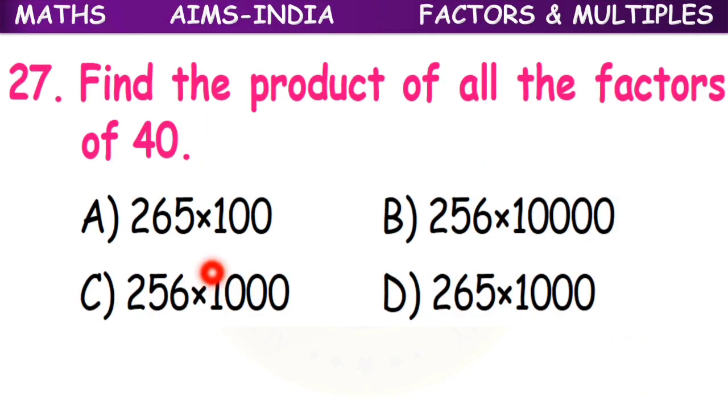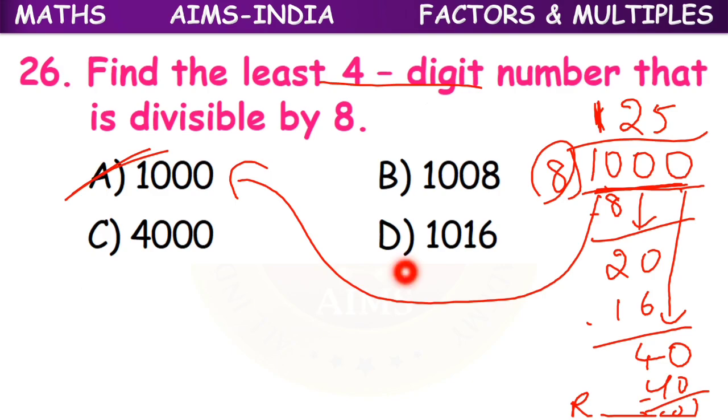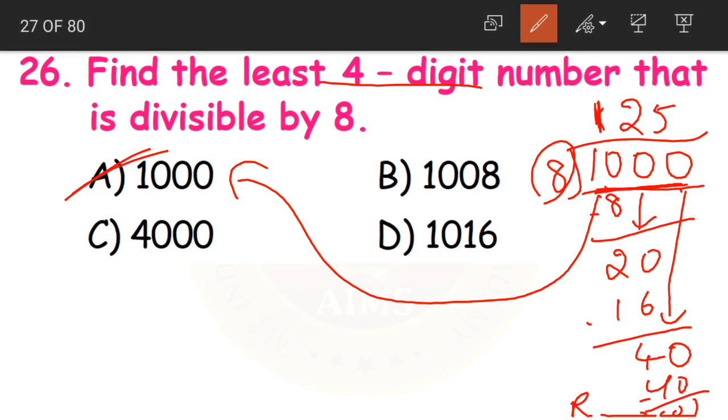Next. Find the product of... Understood, children? The least 4-digit number that is divisible by 8 is 1000. Now what if the remainder here is 2? For example, the remainder we got is 2. Now what will we do? 1000 is not divisible by 8.